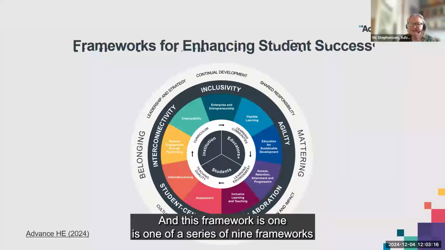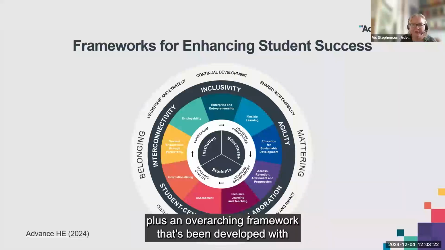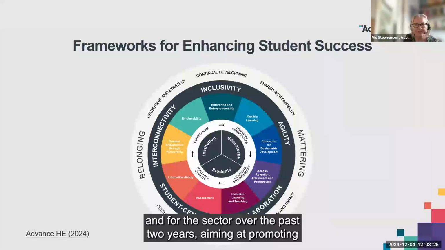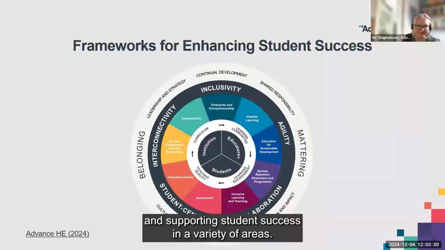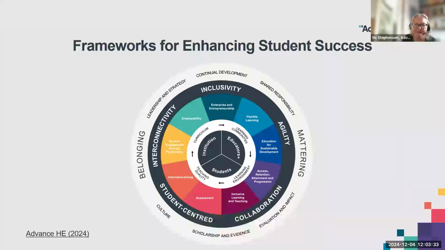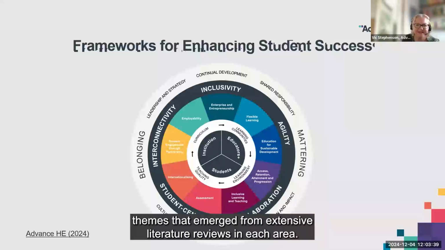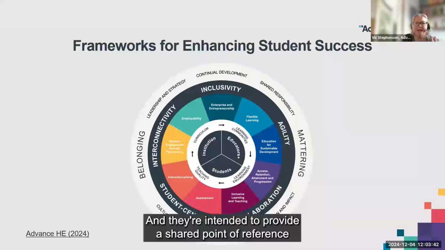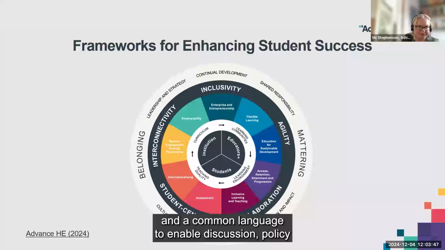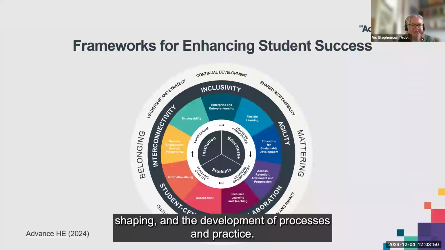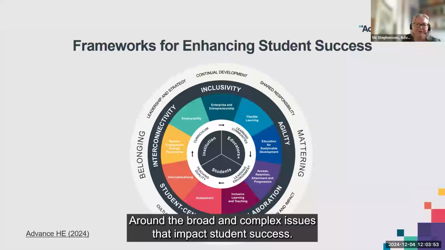And this framework is one of a series of 9 frameworks plus an overarching framework that's been developed with and for the sector over the past 2 years, aiming at promoting and supporting student success in a variety of areas. And the frameworks were developed by identifying the prevailing themes that emerged from extensive literature reviews in each area. And they're intended to provide a shared point of reference and a common language to enable discussion, policy shaping, and the development of processes and practice around the broad and complex issues that impact student success.